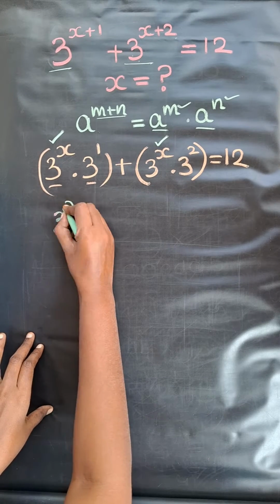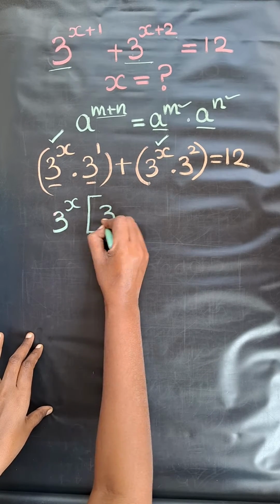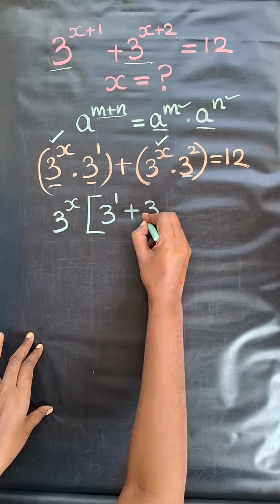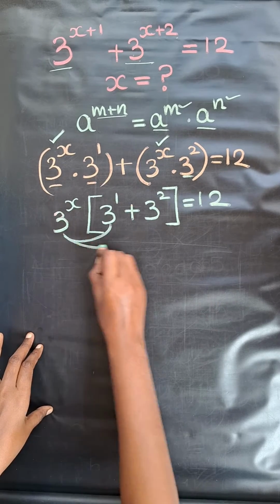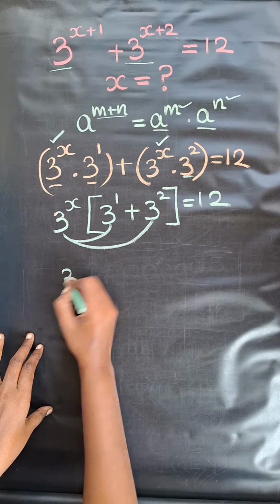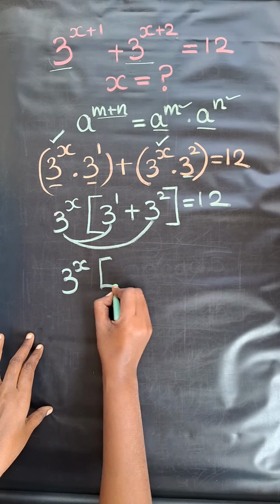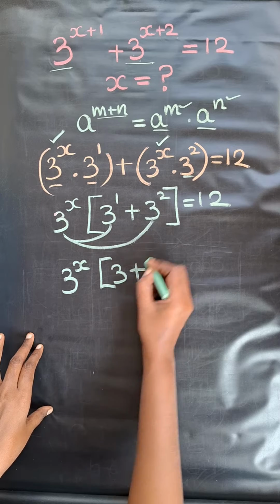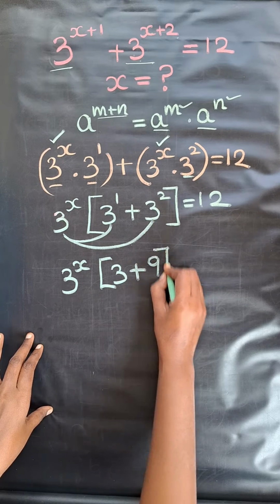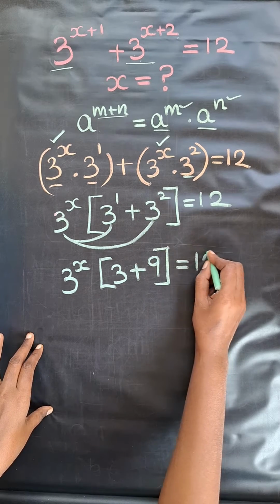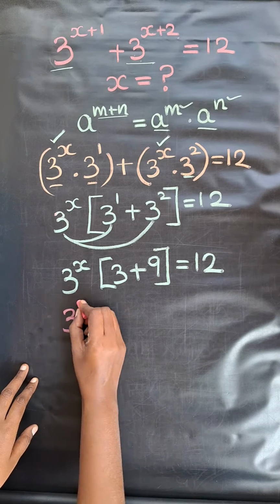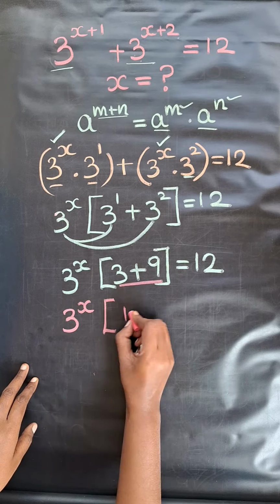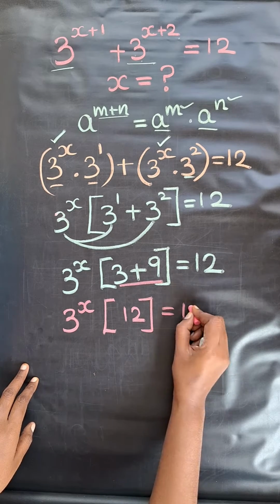So 3 raised to the power x into 3 raised to the power 1 plus 3 squared equals 12. In place of 3 raised to the power 1, we are going to write 3. And in place of 3 squared, we are going to write 9. So 3 raised to the power x into 3 plus 9 equals 12. So 3 raised to the power x into 3 plus 9 is 12 equals 12.